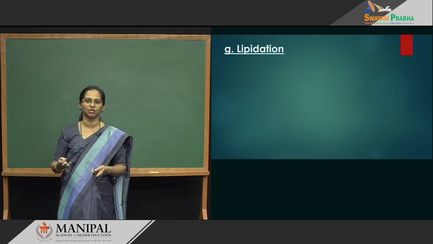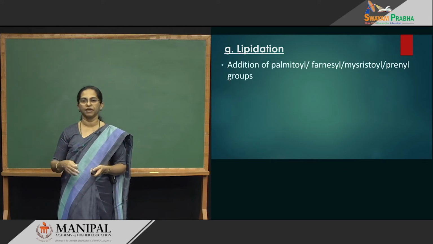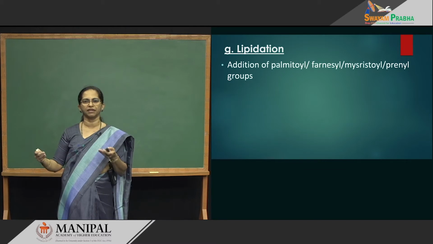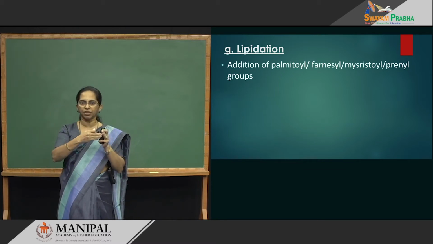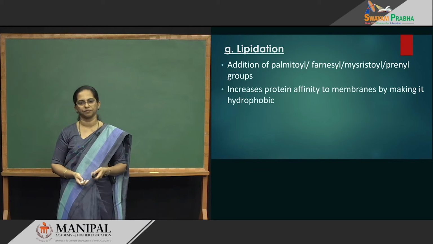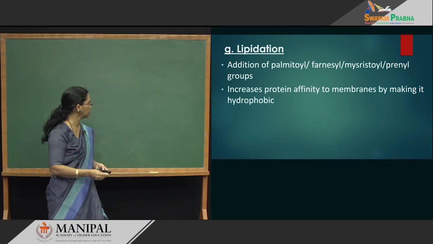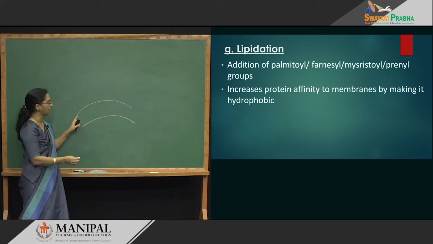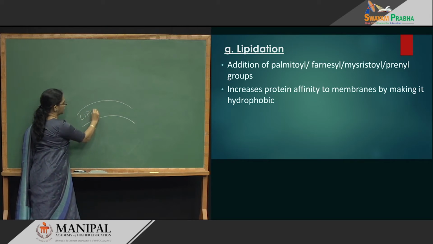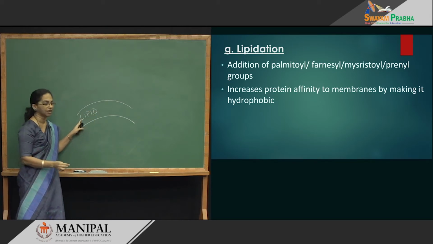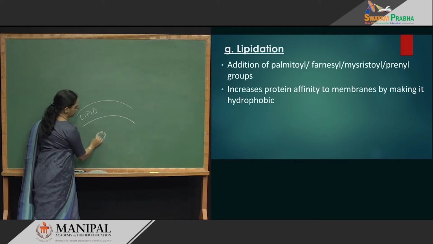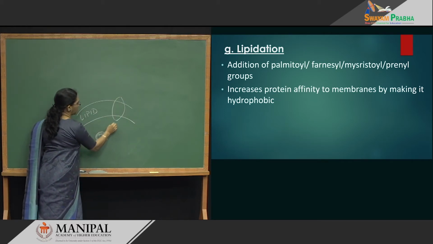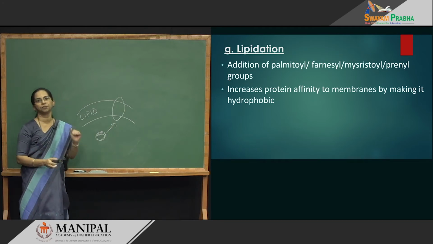Lipidation, the name itself tells you, you are adding a lipid group. Which are the lipid groups? It can be a palmitoyl group, it can be a farnesyl group, or it can be a myristoyl group, any fatty acid for that matter. If you attach a fatty acid to the protein, it is called lipidation. So, why do you do this? Because every cell has a membrane and this membrane is lipid in nature. Membranes are lipid in nature. If you want any protein to go and occupy the lipid, then you better try to bring about lipidation.